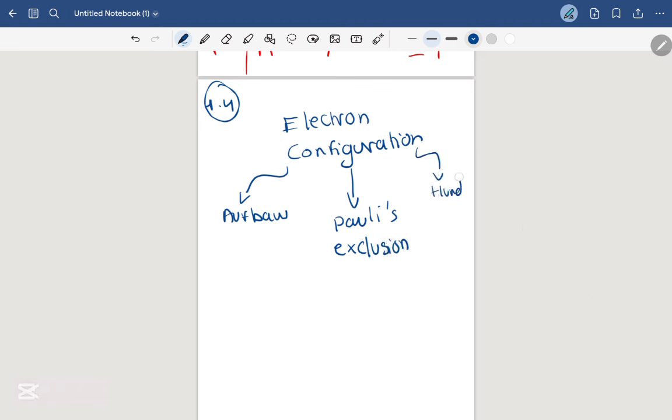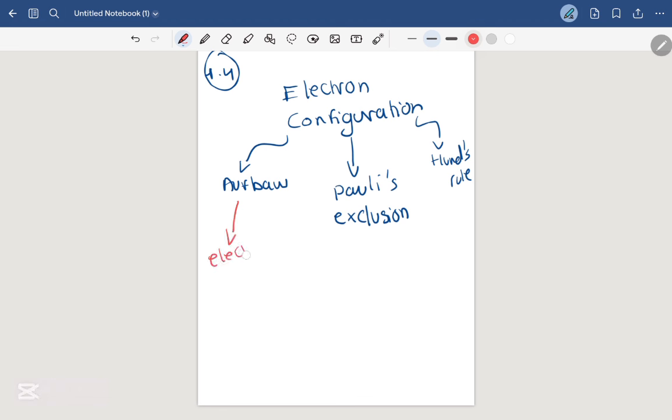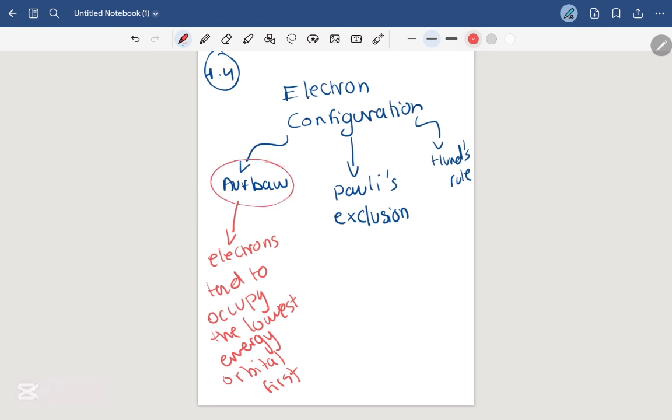Now what does the Aufbau say? The Aufbau says that electrons tend to occupy the lowest orbital, or the lowest energy orbital, my bad, the lowest energy orbital first. Perfect. Now, this is the Aufbau principle. Then what does Pauli's exclusion say? Pauli's exclusion says that orbitals can be occupied.